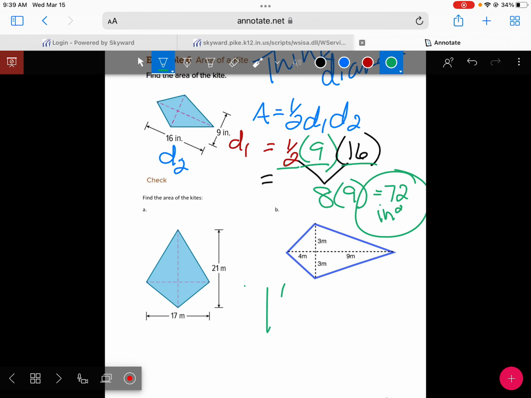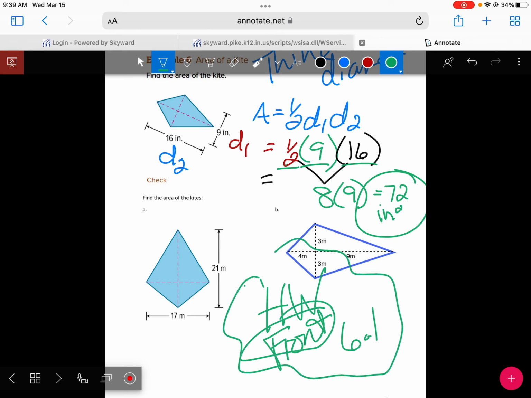So, homework is the front side of 6.1. Where do I find homework 6.1? It's the last page of your packet. Make sure you do the front. There are 6 problems on the front.